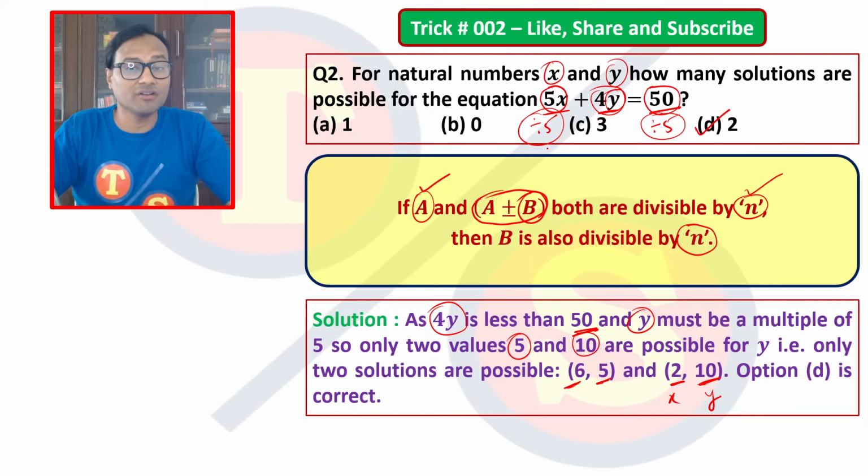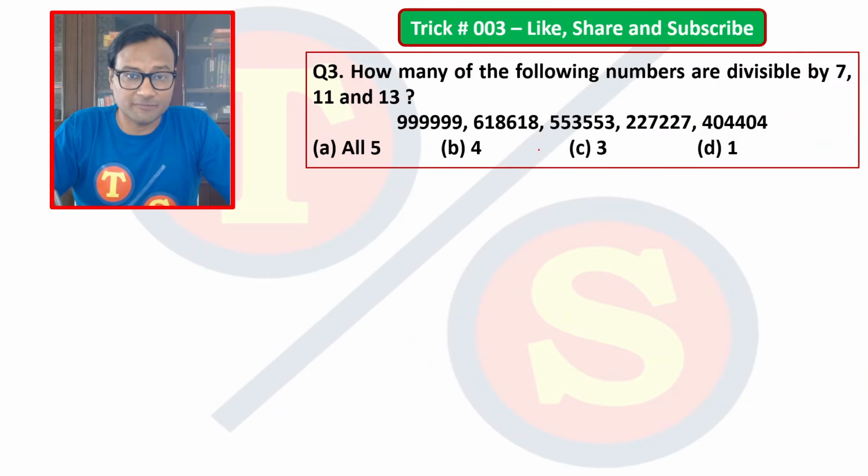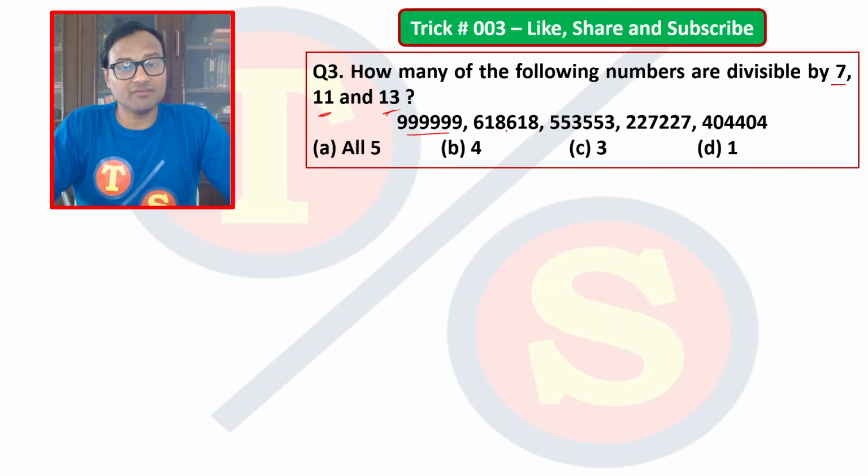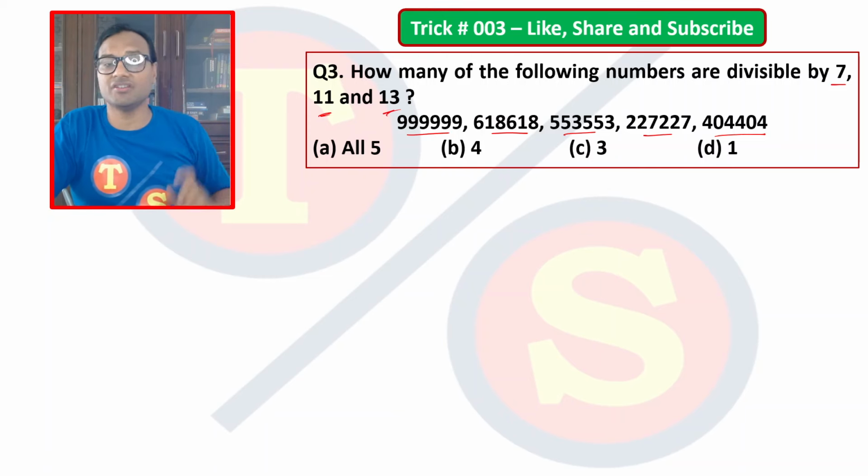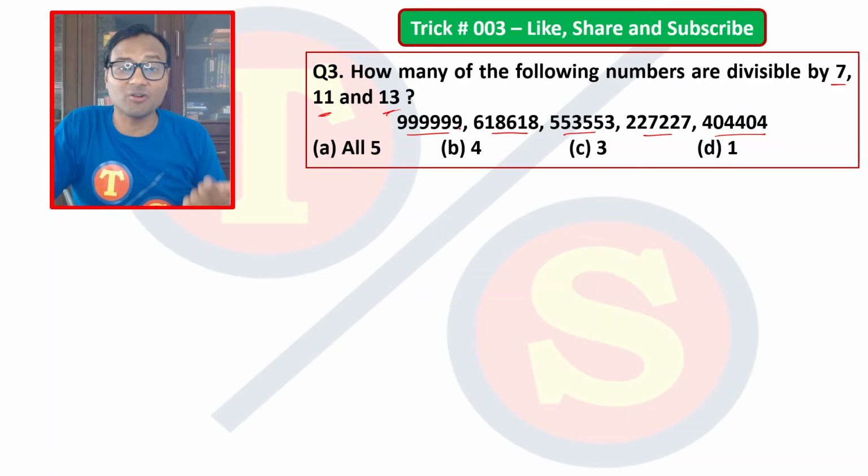Okay, then we move on and try to solve question number 3. In question number 3, they are asking how many of the following numbers are divisible by 7, 11 and 13? All of them, right? So out of these 5 numbers, how many numbers are divisible by 7, 11 and 13? If I pick up these numbers one by one and check their divisibility by 7, 11 and 13 by actually dividing them with these values, then it will take a lot of time.